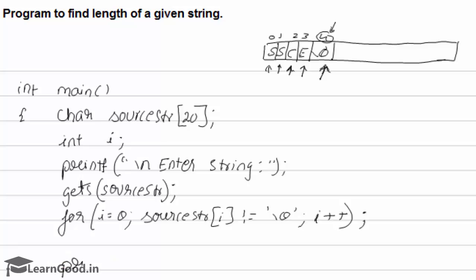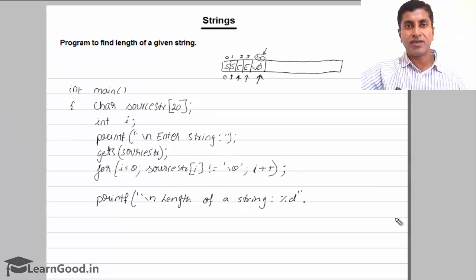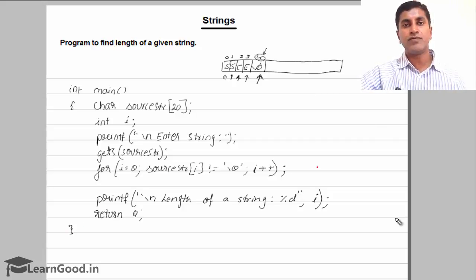So you can display here printf length of a string colon %d. You can display the i value here. So the i value is 4, so 4 will be displayed as the length. And then stop it by giving a return 0. So here we have written a code for calculating the length.